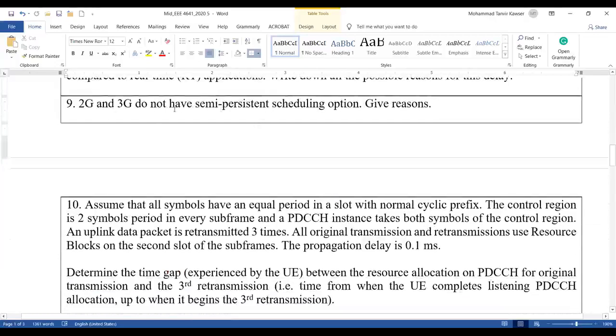Then 2G and 3G do not have semi-persistent scheduling option. Give reasons. Well, there you had circuit switching, so you have reservation of the resources. You book the resources for the whole session, so there is no overhead for scheduling. So you don't need it, but in 4G you don't have CS, so to avoid the overhead of scheduling again and again, you use semi-persistent.